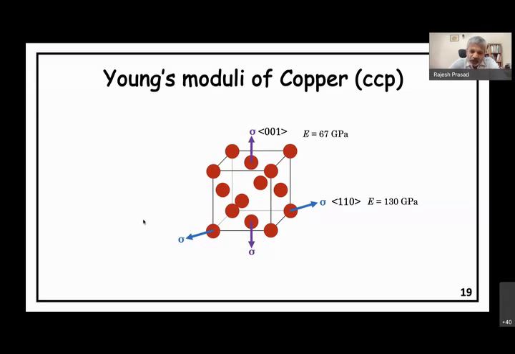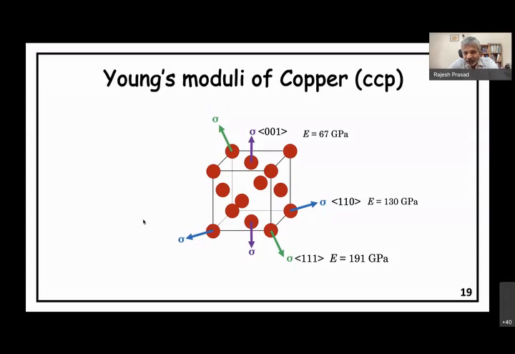And if we consider the third direction, the body diagonal, it's still more, 191 gigapascal. Now it's almost 3 times the lowest value along 001. So Young's modulus is anisotropic. There are different Young's modulus in different directions. So what happened to our previous conclusion that there are two independent moduli, E and nu, Young's modulus and Poisson ratio?